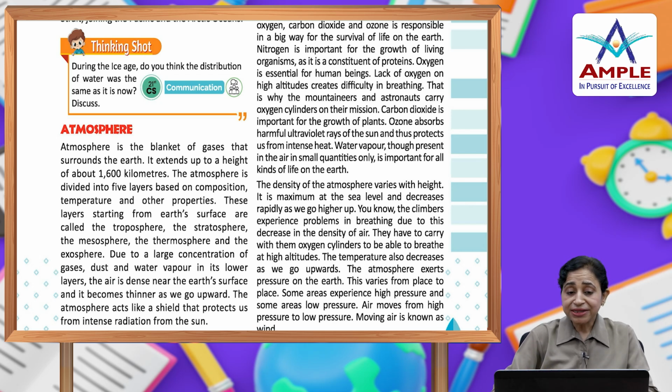The atmosphere acts like a shield that protects us from intense radiation from the sun. बेटा अगर ये शील्ड ना हो ना, बीच में शील्ड ना हो, तो हमारी जो सूरज की किरणें इतनी गर्म है ना, उससे हम जल जाएंगे एकदम. यही हमें प्रोटेक्ट करती है.